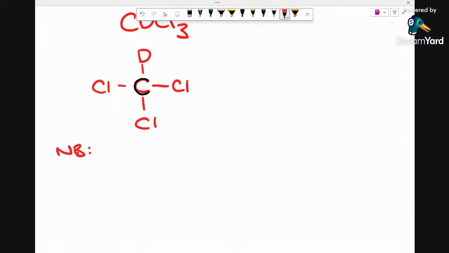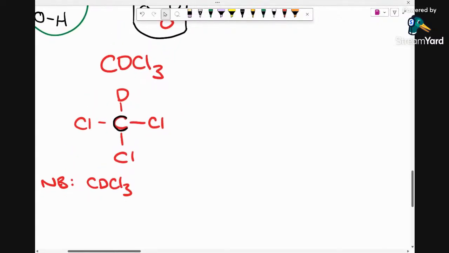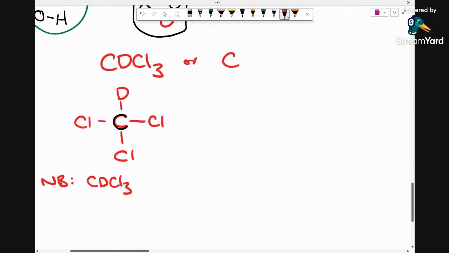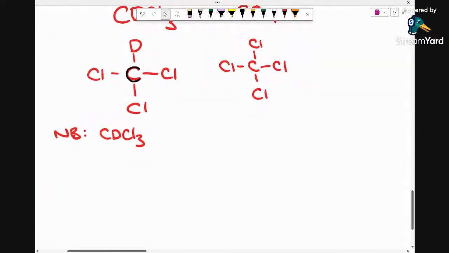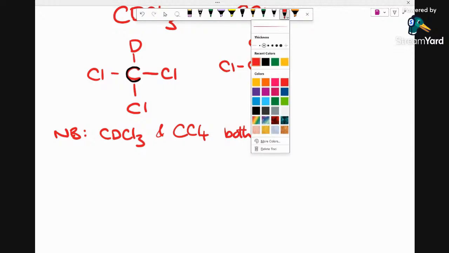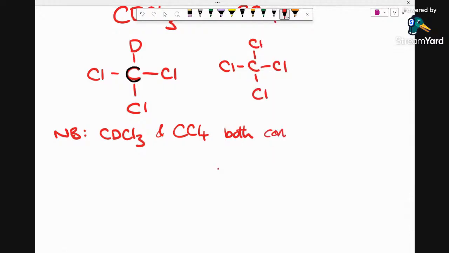Nota bene, CDCl3, and it's nice for me to add in the other one. The other alternative is CCl4, tetrachloromethane. These are our two common solvents. There are other solvents, by the way, but these are the two most common and ones I'd expect you to learn. Nota bene, CDCl3 and CCl4 both contain hydrogen. Both contain carbon.